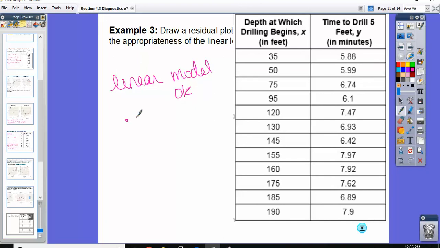Okay, and we checked all of those things. There were no outliers, no pattern. So that one's okay.